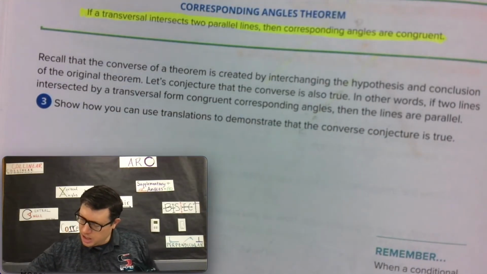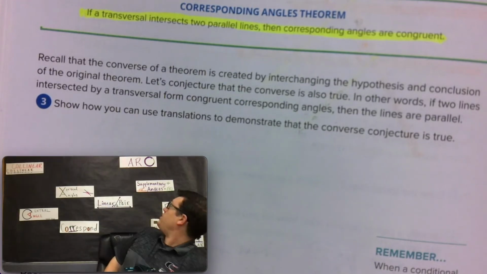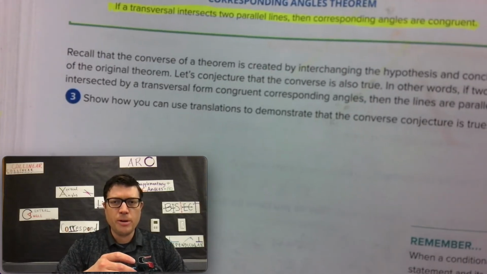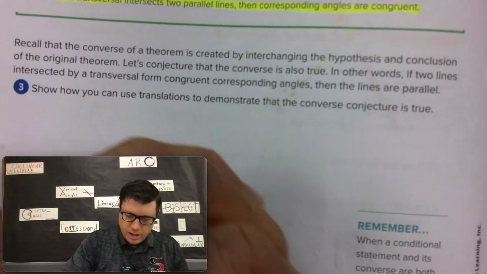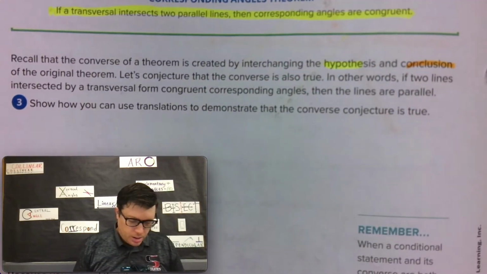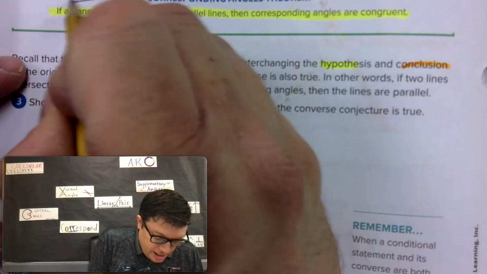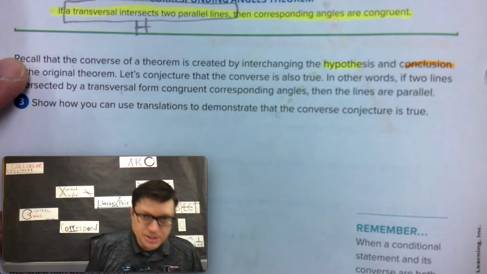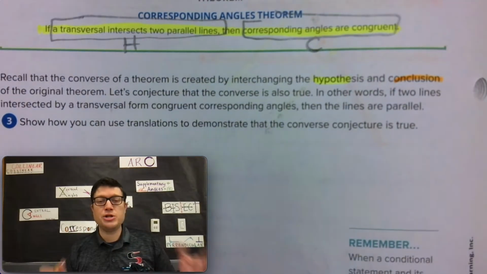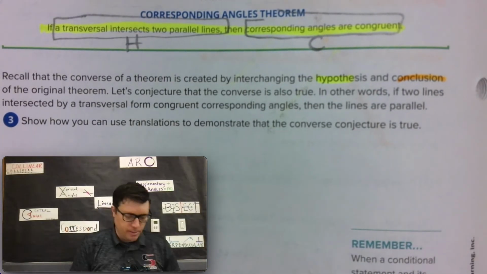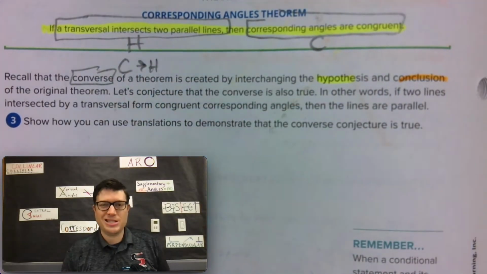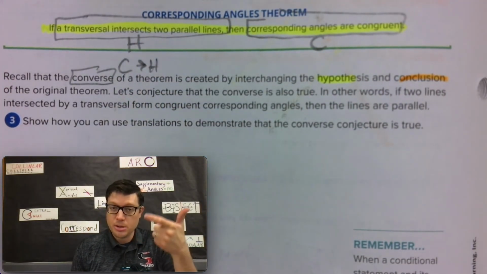Recall that the converse of a theorem is created by interchanging the hypothesis and conclusion of the original theorem. So in the original theorem, if is the hypothesis, and then is the conclusion. All we have to do for a converse is switch them. Converse takes hypothesis-conclusion, HC, and makes it go the other way around, CH. Hypothesis and conclusion become the reverse.